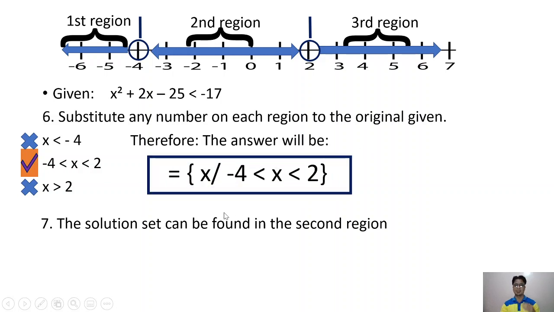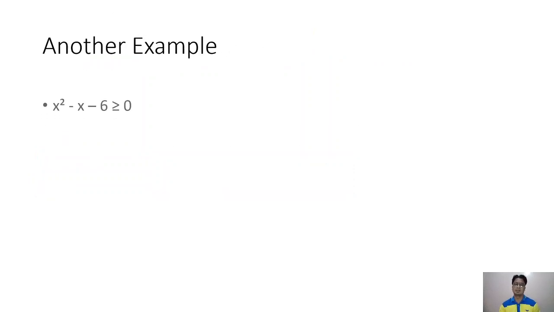Ulitin ko po yung ating sagot. Basahin ko ulit. A set of x such that x is greater than negative 4 but less than negative 2. This will be your answer. Is it clear? I'm hoping that my explanation is clear for everyone. Sana po naiintindihan. Let's have another example para po mas mabilis.